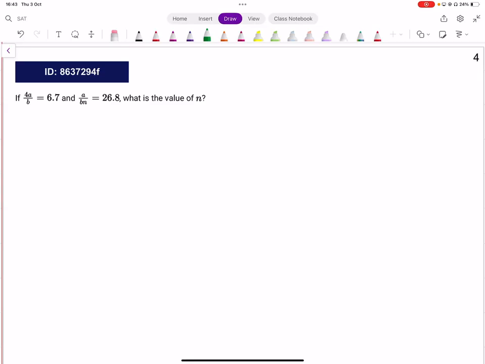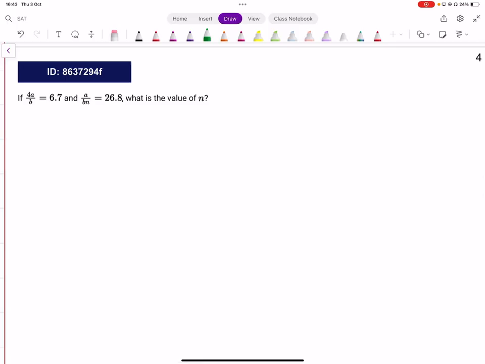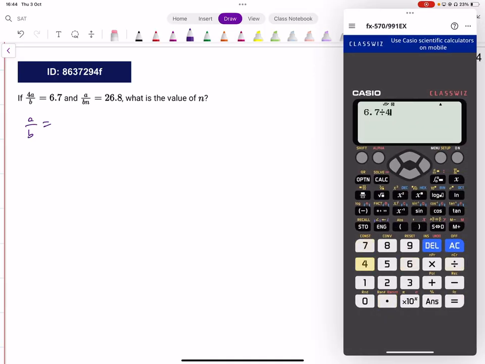ओके क्वेश्चन नंबर 4 was the next one. Yeah, question 4. If 4a over b is equal to 6.7 and a over bn is equal to 26.8, what's the value of n? Okay, now how do we think about this? There are two equations, three unknowns, so you can't really find the values of all the unknowns directly. However, you have a over b here. You can say a over b is equal to 6.7 over 4. Let's just leave it like this.